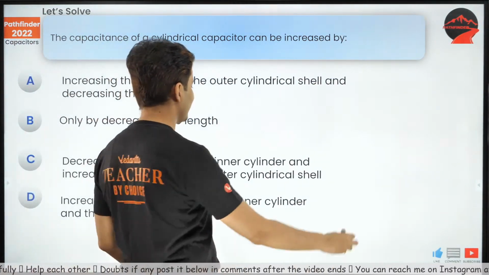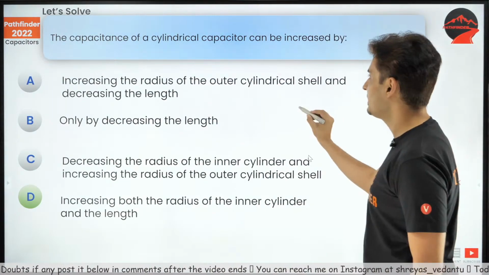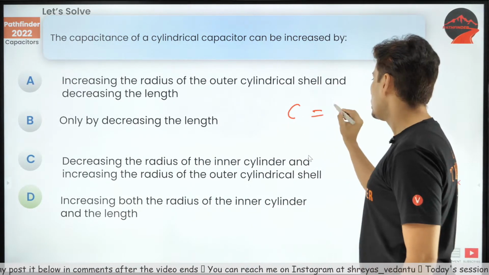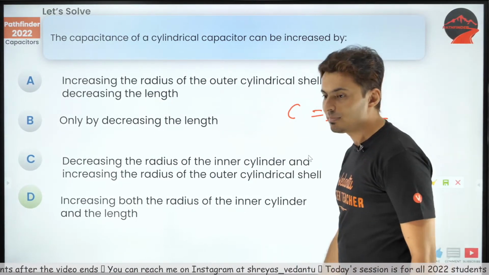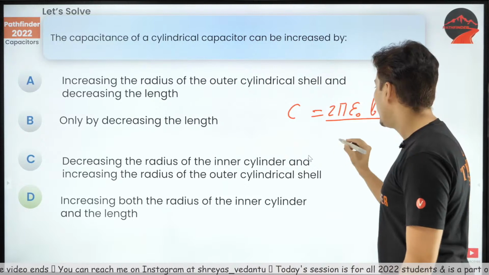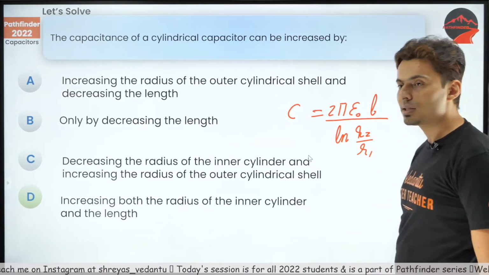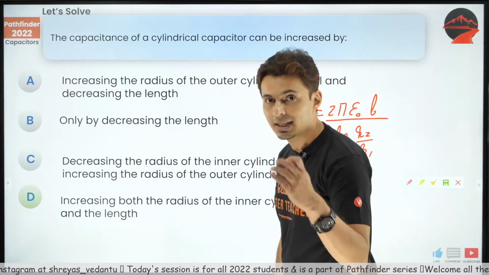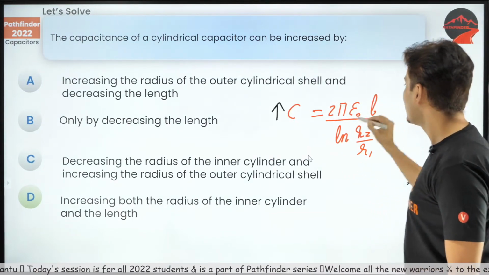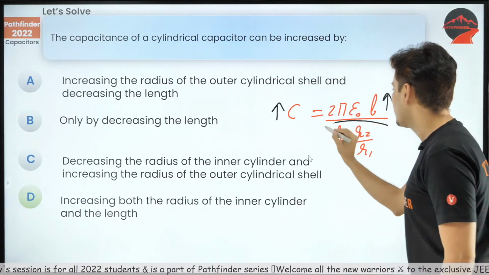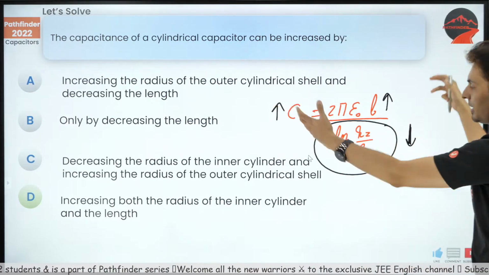All right, the correct answer is D. Why? Because the formula for cylindrical capacitance is 2 pi epsilon naught L divided by log of R2 by R1. What do you want to do? Increase the capacitance. That means increase the length, and decrease the denominator. Reduce the denominator, the ratio increases.